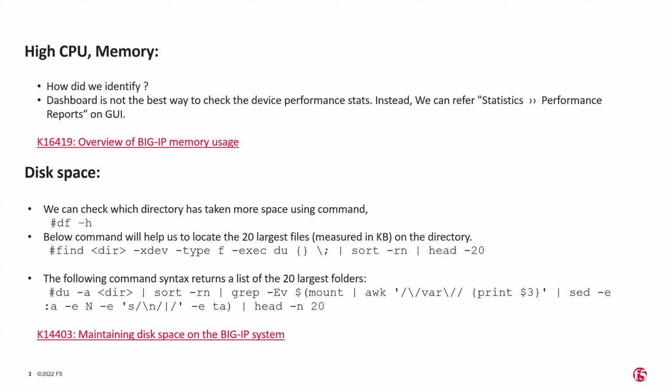But this command output will not be captured in the QKView. That's why we suggest you check it on the device itself to see the 20 largest files. The bottom command gives us the data of the 20 largest folders, not files. So it shows which folders in the directory are consuming the most disk space, and based on that we can review the files and proceed with deletion if not needed.